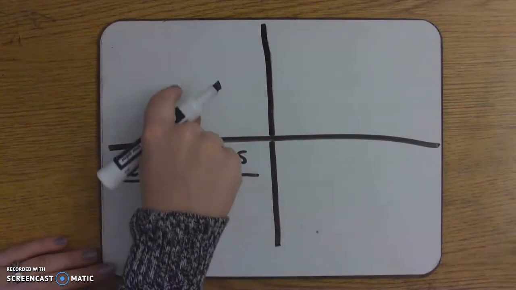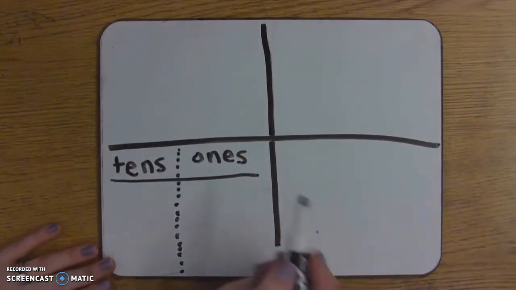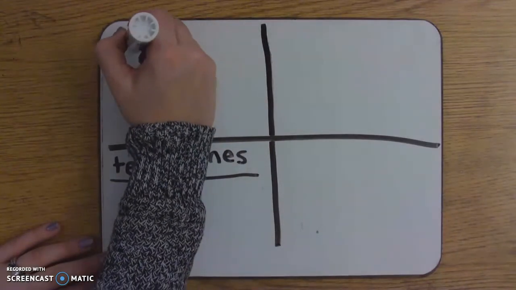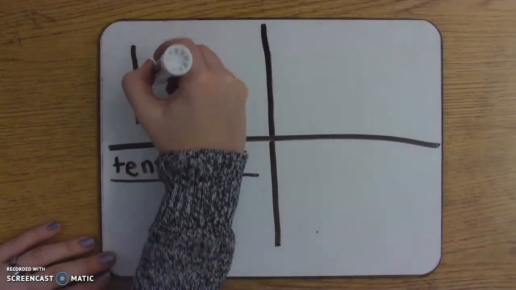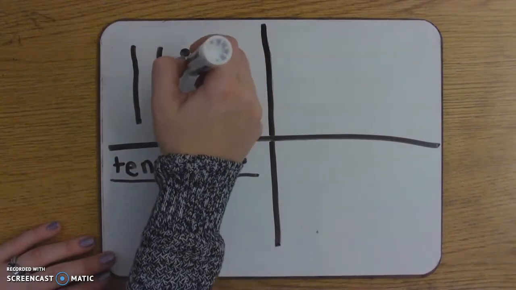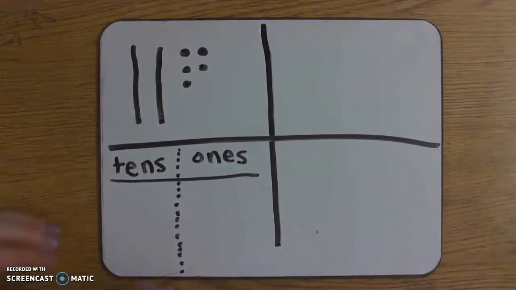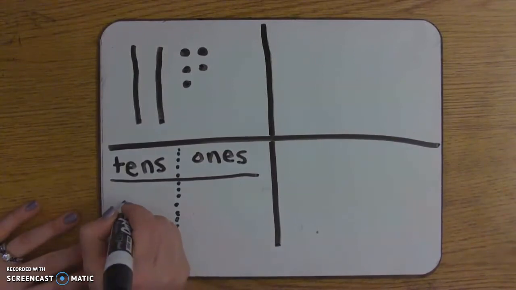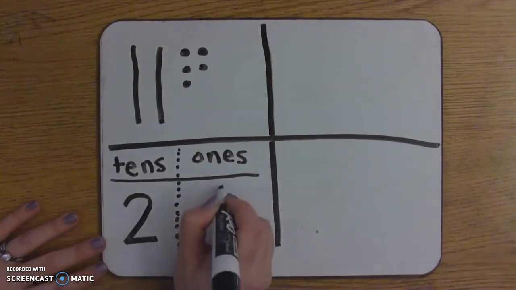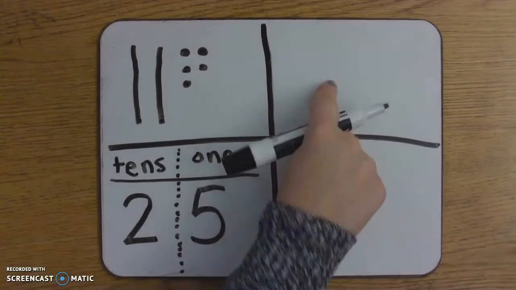Okay, let's start in our first box. Let's make this box always be our picture box. So I'm going to show you that first. Ready? Draw 2 tens and 5 ones. Let's go ahead and fill in our place value chart right now. I see 2 tens and 5 ones. Oh, awesome. Okay, over here we're going to do it a little bit different.